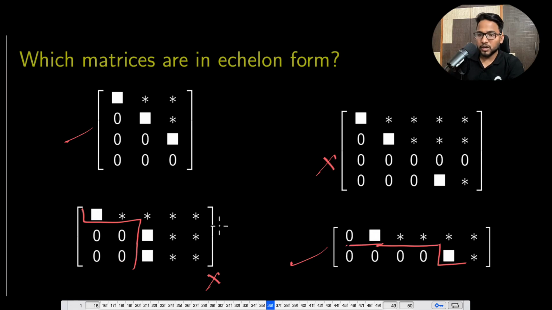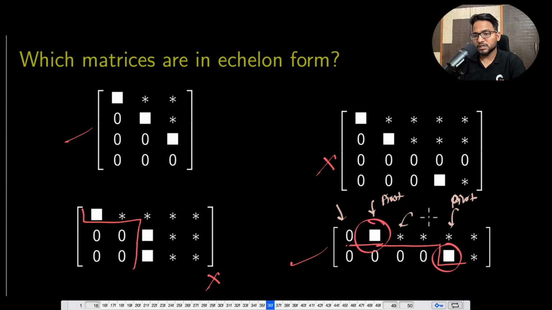If this is echelon form, then I will say that this is the pivot, this is the pivot, and the remaining columns, see this column, so you will say these two are the pivot columns. The remaining columns, I say these are the free columns. We say that these are the free columns if these are not the pivot columns.